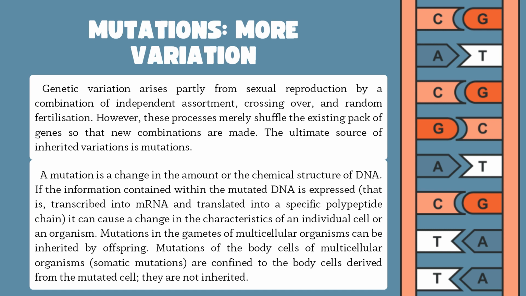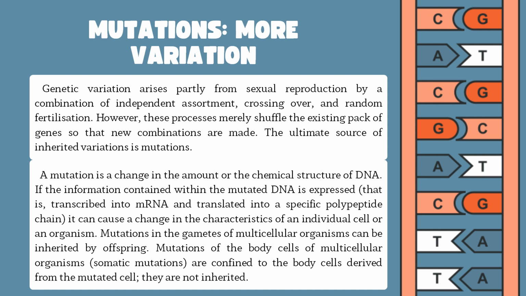Mutations, more variation. Genetic variation arises partly from sexual reproduction by a combination of independent assortment, crossing over, and random fertilization. However, these processes merely shuffle the existing pack of genes so that new combinations are made. The ultimate source of inherited variations is mutations.